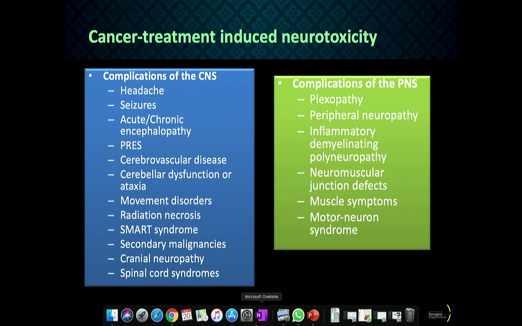So we have here two tables of the complications we can see on the central nervous system and peripheral nervous system because of chemotherapy agents. The most common ones are headache, seizures, acute or chronic encephalopathy, PRES, cerebrovascular disease, like the case of our patient, and others. And we also have to consider complications in the peripheral nervous system like plexopathy, neuromuscular junction defects, or even peripheral neuropathy.